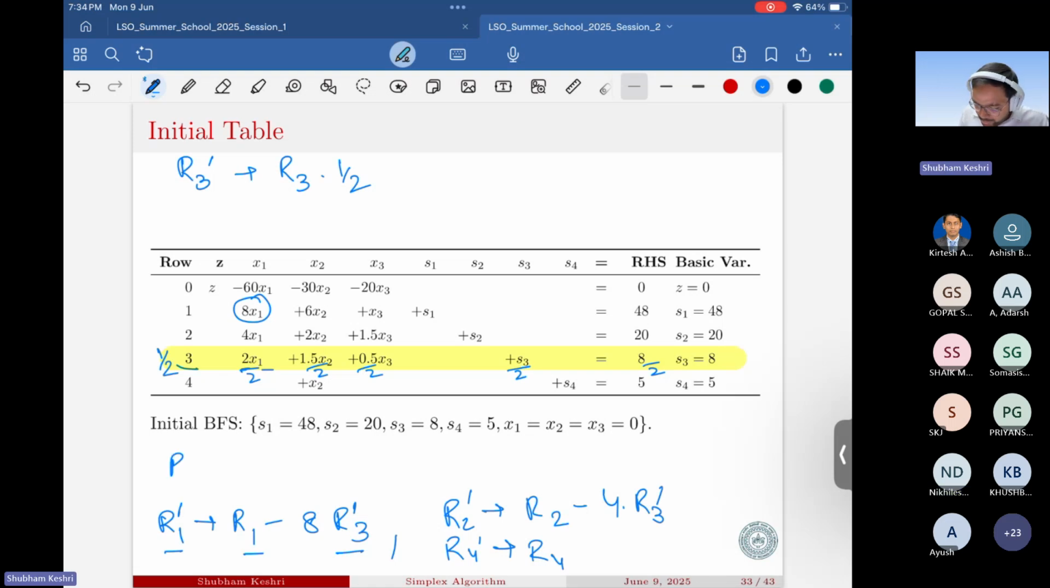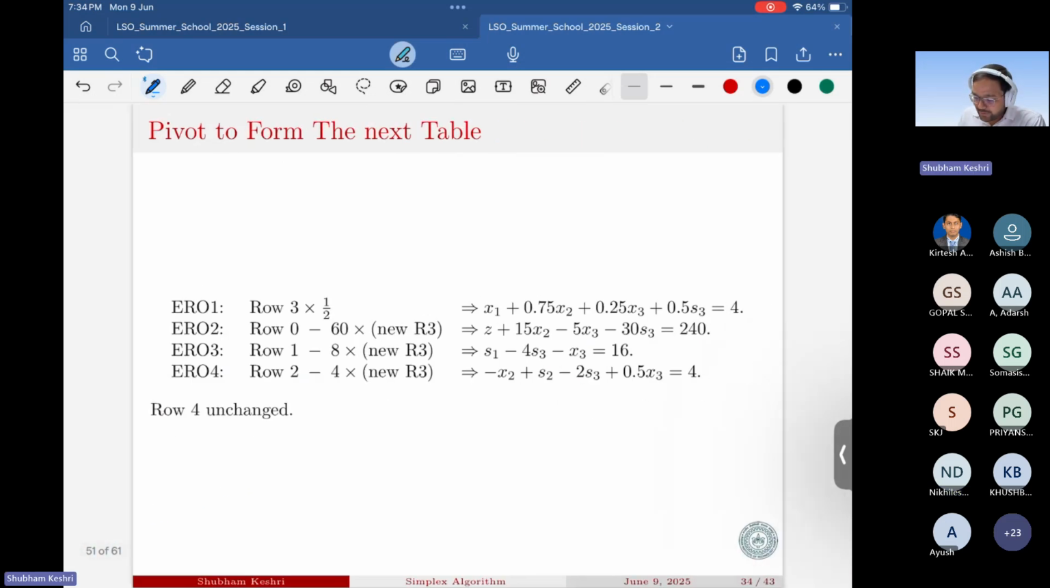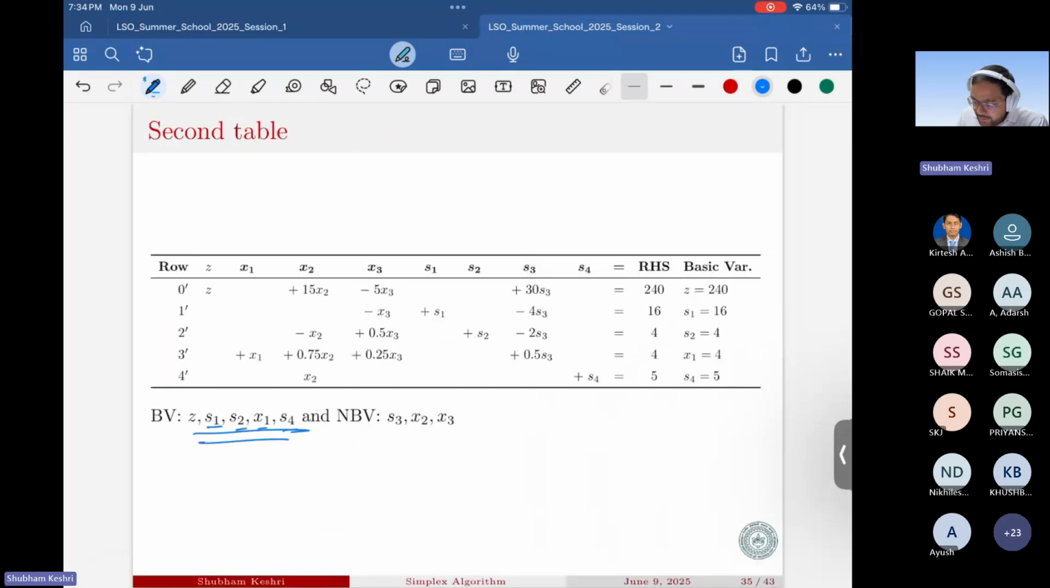And for row 0, we will also do row 0 dashed becomes row 0 plus 60 times row 3. So we'll do it for all the rows. Is it all right? Okay, yes. This is what I have written over here. This is the new table, and you observe all the rows have changed.